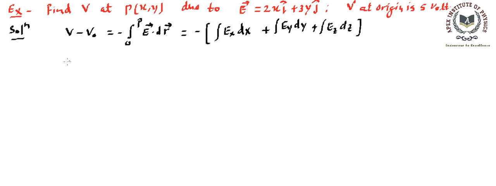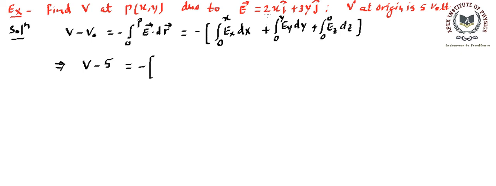Now using this expression, we can simplify this further. V is the potential that we are looking for. V naught is the potential at the origin, which we can write as 5, is equal to minus. Now let's put the limits here. This is x variation, so x varies from 0 to x. The limit of y is going to be from 0 to y. Z is not there, so z will run from 0 to 0 because it is only in the xy coordinate system. So the last term will become 0. We will have the first two terms.